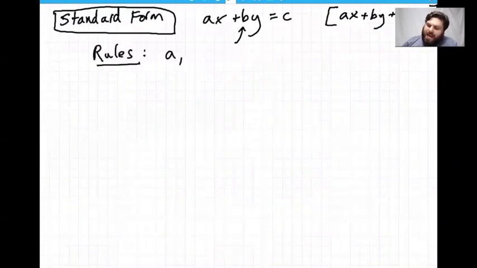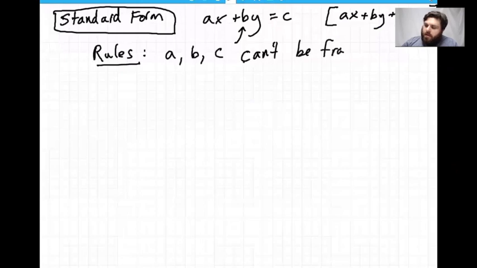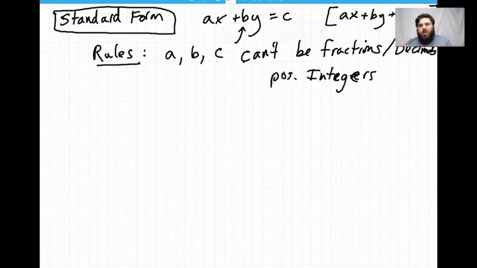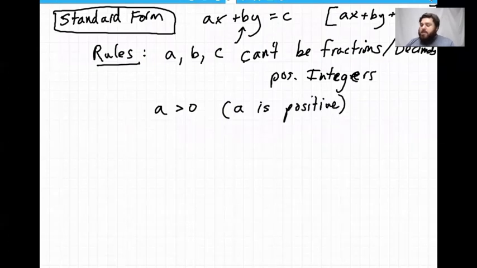Okay, so here's some rules that you have to follow when you are dealing with standard form. First off, A, B, and C, they can't be fractions or decimals. Okay, they're not allowed to be fractions or decimals. What that means is they have to be integers, positive integers. Integers, okay. So they have to be positive integers. What that just means is we're not allowed to have a fraction or a decimal, okay? The other rule is that A has to be positive, okay? A is positive. So in other words, the number that goes with the x, right, because A is attached to the x, that number has to be positive.